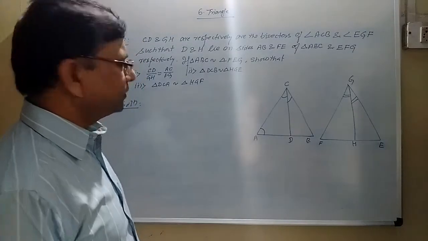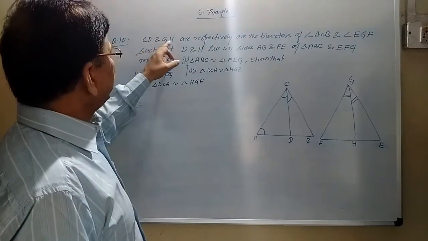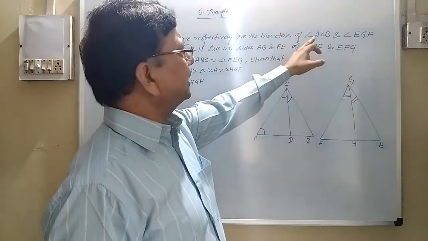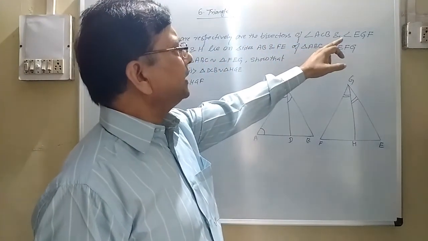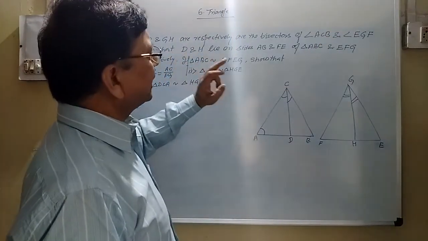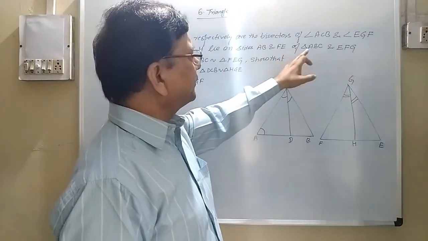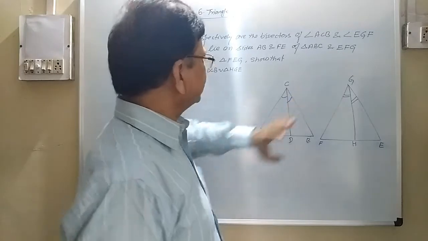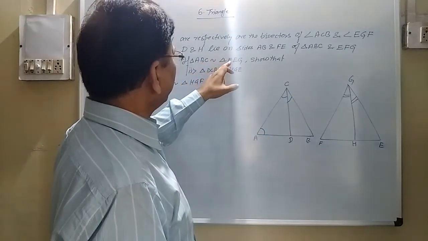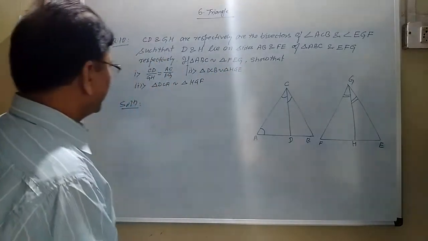Now we will look at question number 10. CD and GH are respectively the bisectors of angles ACB and EGF, such that D and H lie on sides AB and FE of triangles ABC and EFG respectively. If triangle ABC is similar to triangle FEG, then prove the relations. Now we will look at the first part.